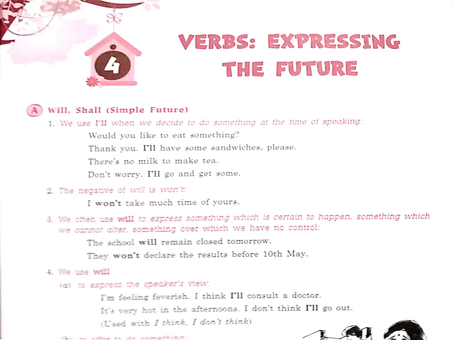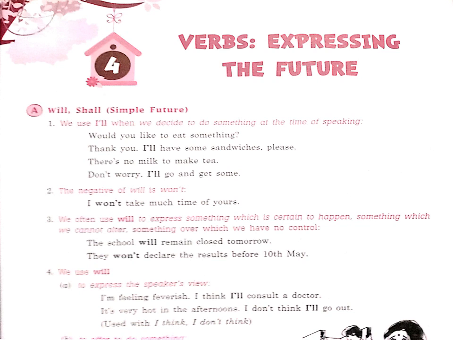It varies actually. There's no milk to make tea. Don't worry, I'll go and get some. Right? It means, to speak in a good way, we contract the forms of will or shall. Next, go to negative. The negative of will is won't. I won't take much time of yours. Won't is the contracted form of will not. Right? Let's go to third.